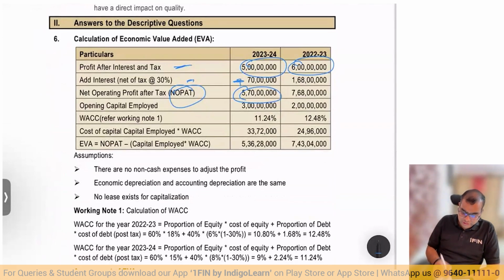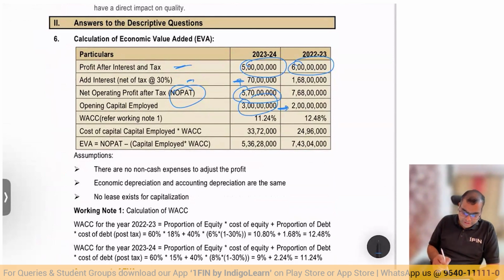So here they have solved using opening capital employed, but typically, you can also take average. A lot of places where I have seen they take average, but anyway, they have taken using opening. You can consider opening as well. Typically, people don't consider closing. They consider either opening or average.